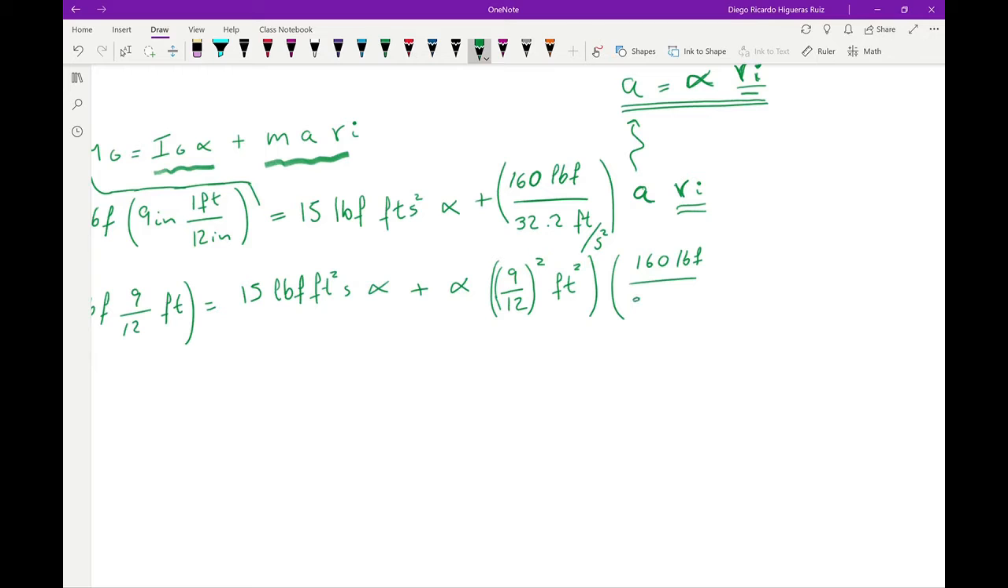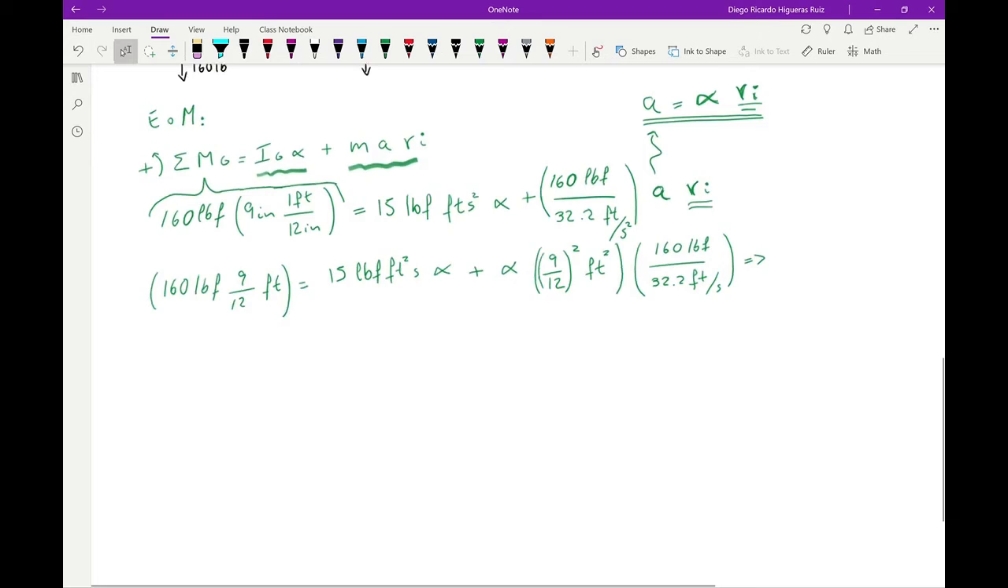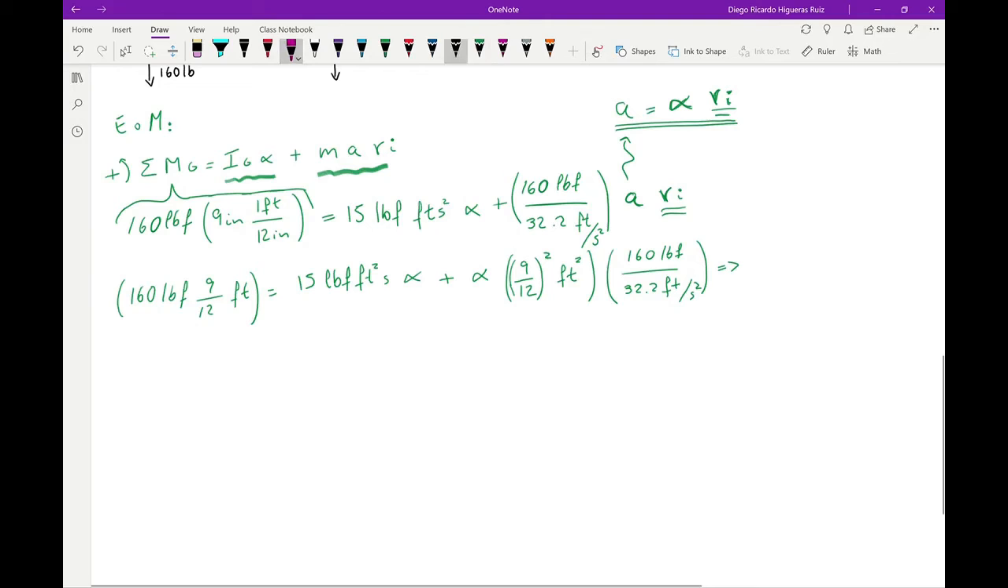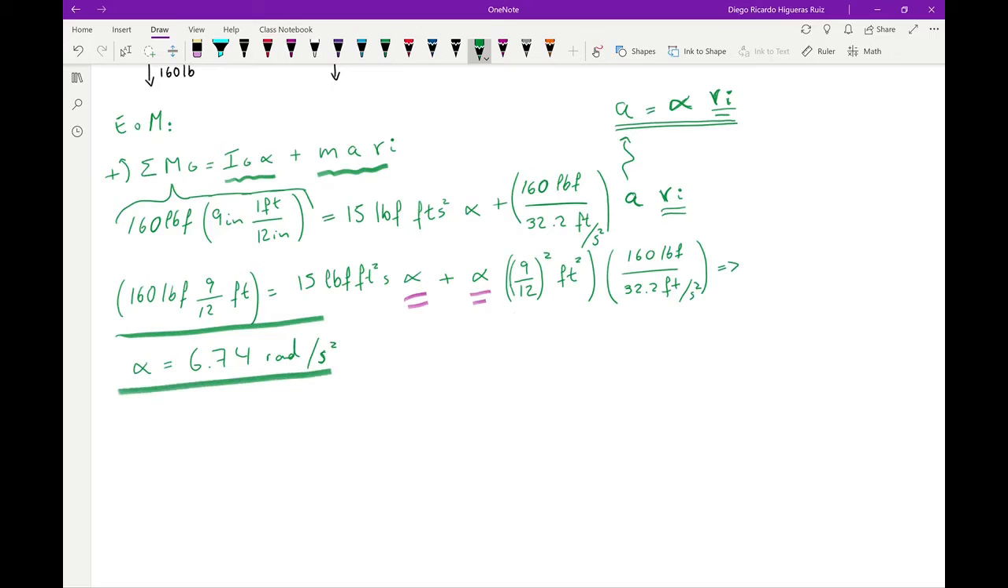There we go. Kind of long, and I'm pretty sure you don't like this unit. But it is how it is. So we need to deal with that. Alright, so, okay, square right here. Okay, now you can see that the only unknown is this guy right there. But we can actually go ahead and solve for that. And the acceleration for this second case is going to be 6.74 radians per second square.